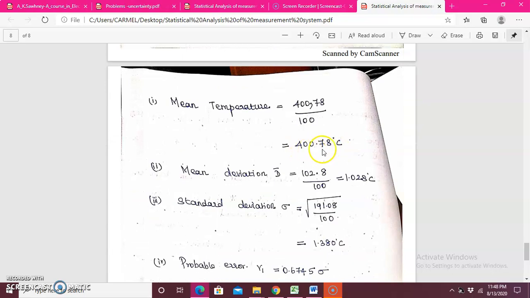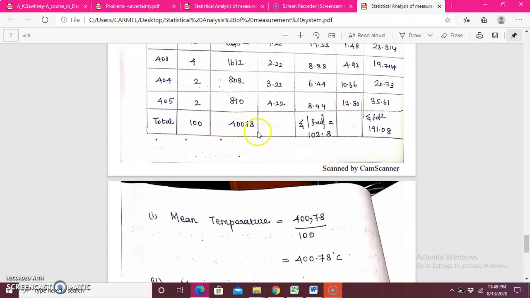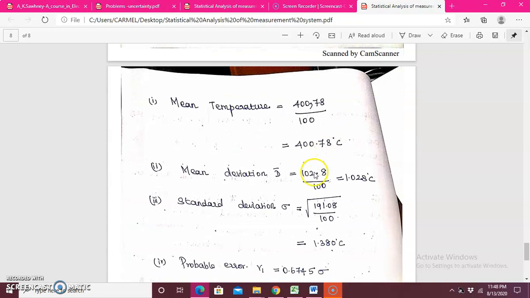So you will have 400.78. Then mean deviation, which is nothing but the summation of f into d. So summation of f into d, you got 102.8. So 102.8 divided by 100 will give you 1.028 degrees centigrade.